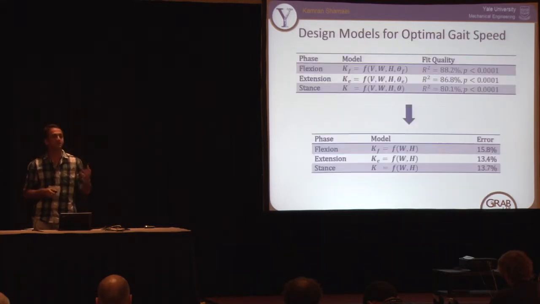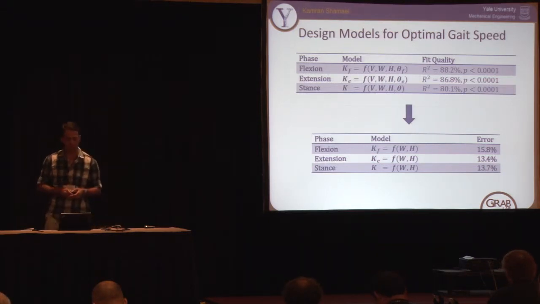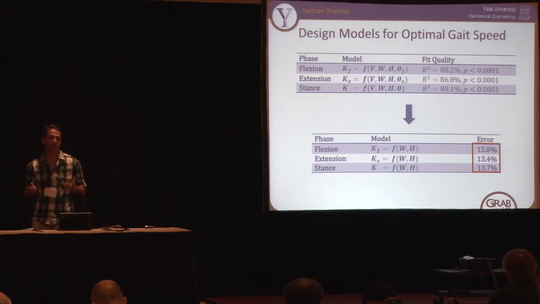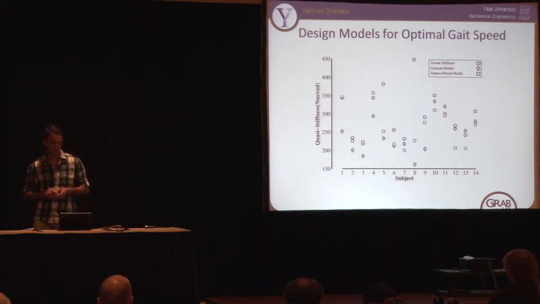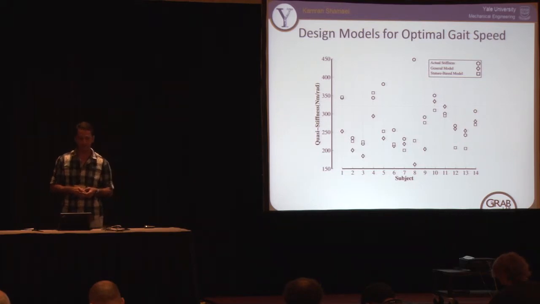We went on and we simplified these models for the optimal gait speed, and we found a set of equations that can predict the knee quasi-stiffness for the optimal gait speed for subjects with the weight and height that are given. And you can see that the error of these equations is pretty low. Here in this graph, you can compare the results of our models with the actual quasi-stiffnesses for 14 subjects.